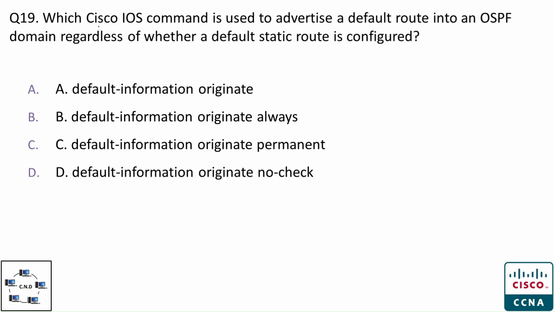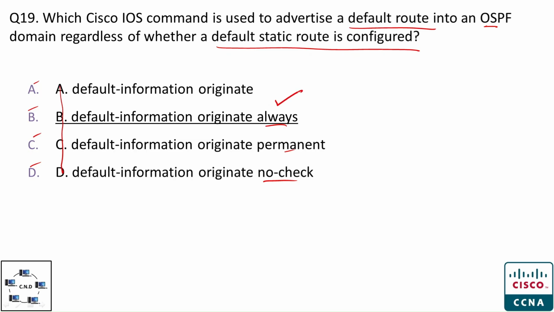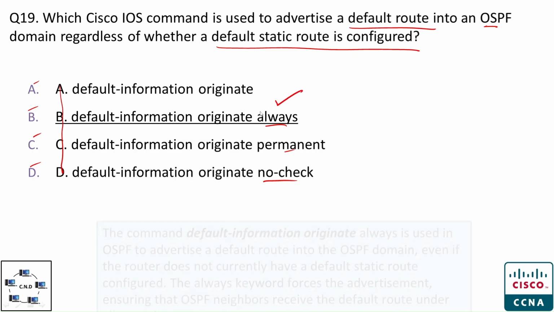Question number 19. Which Cisco IOS command is used to advertise a default route into an OSPF domain regardless of whether a default static route is configured? The options are option A, default-information originate, option B, default-information originate always, option C, default-information originate permanent, and option D, default-information originate no-check. And the correct option is option B, default-information originate always.